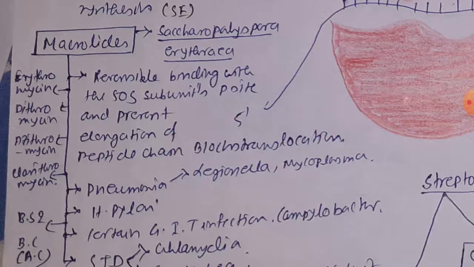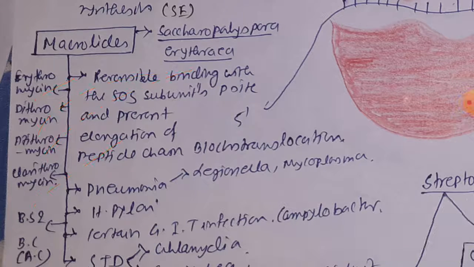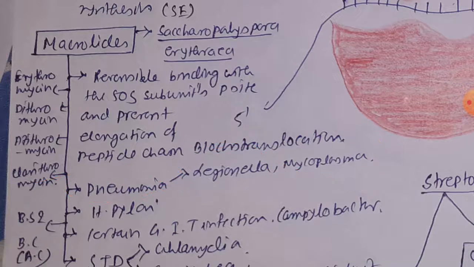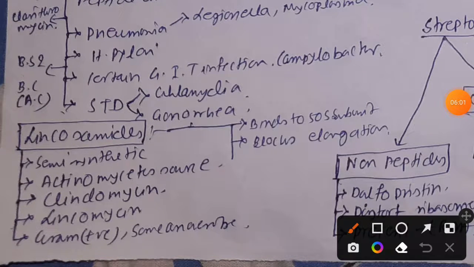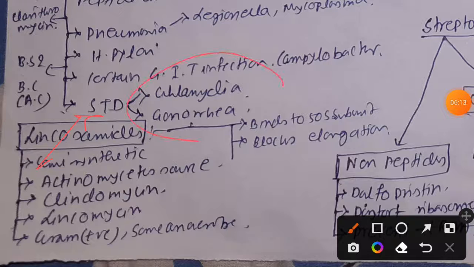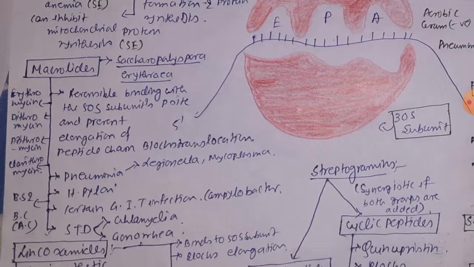Examples are erythromycin, dirithromycin, azithromycin and clarithromycin. We can use macrolides to treat pneumonia caused by Legionella or Mycoplasma infection. We can also use them for treating gastric ulcers caused by Helicobacter pylori, certain gastrointestinal tract infections caused by Campylobacter, and some sexually transmitted diseases, for example chlamydia and gonorrhea.